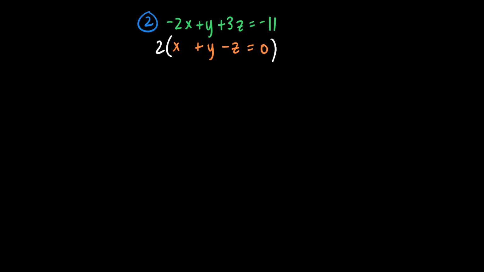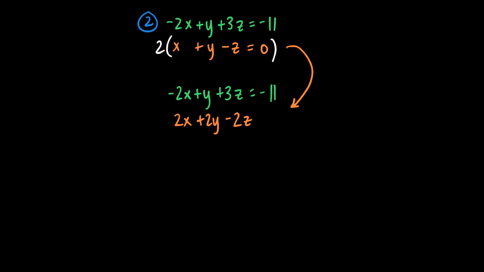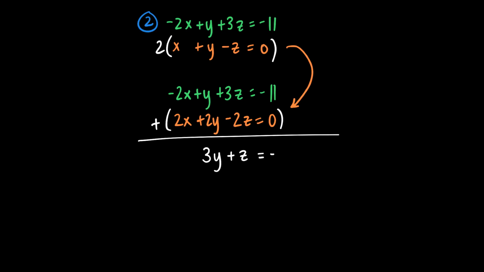So let's just rewrite both equations here. The green one's negative 2x plus y plus 3z is equal to negative 11. And now the orange one, if we multiply everything by 2, we'll get 2x plus 2y minus 2z is equal to 0. And now we're ready to just add these two equations. So we'll add these. The x's will cancel, which is what we were hoping for. Then we'll get 3y plus z is equal to negative 11.